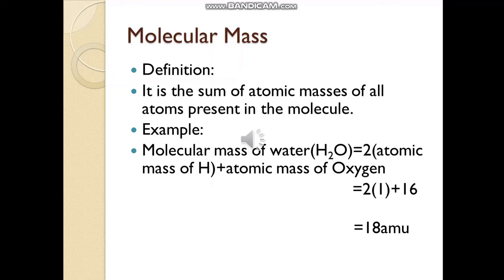The formula of water molecule is H2O. It contains 2 atoms of hydrogen and 1 atom of oxygen. The atomic mass of hydrogen is 1 and the atomic mass of oxygen is 16. Now I have to take 2 atoms of hydrogen and multiply it with the atomic mass of hydrogen, plus the atomic mass of oxygen, that is 16, and our answer is 18 AMU.